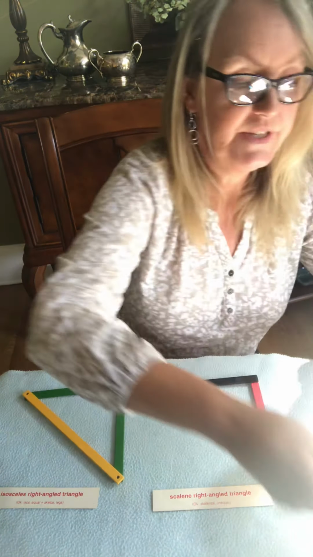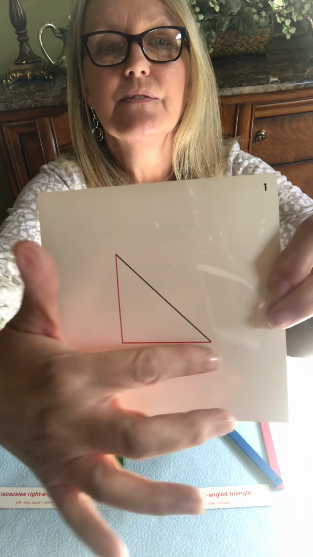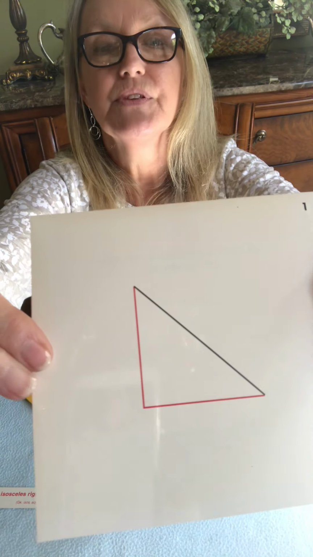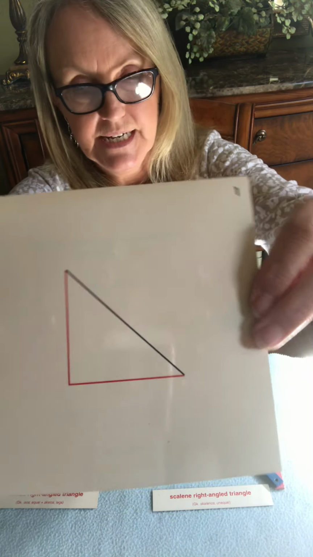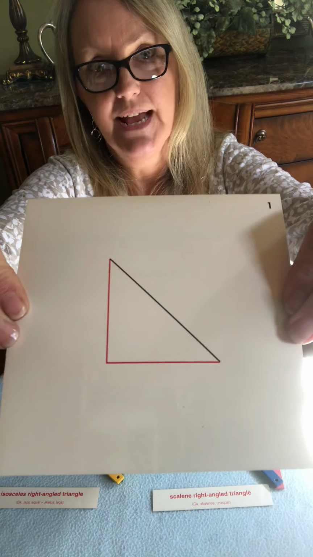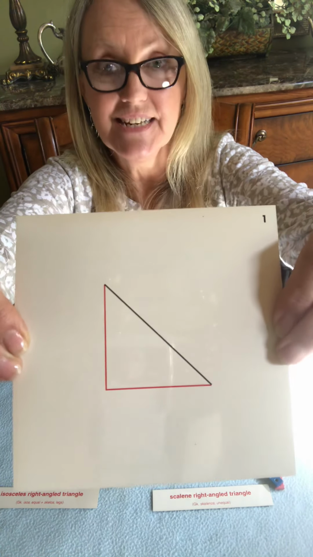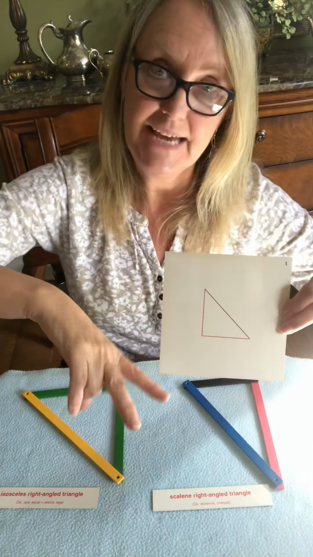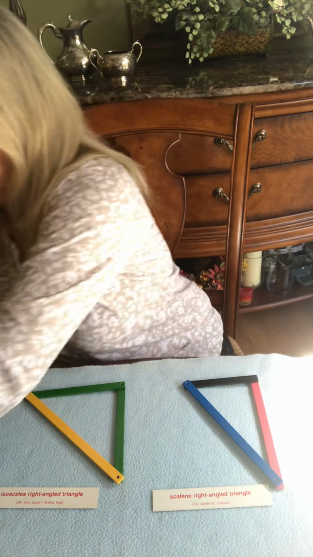So here we have our two kinds of right-angled triangles. We have our pictures that go with them. This one has the legs here in red, and they're both the same size. They're equal. So is this an isosceles right-angled triangle, or is this a scalene right-angled triangle? That's right, it's isosceles. Isos means balanced, and skelos means legs. So this is the one with two sides the same.